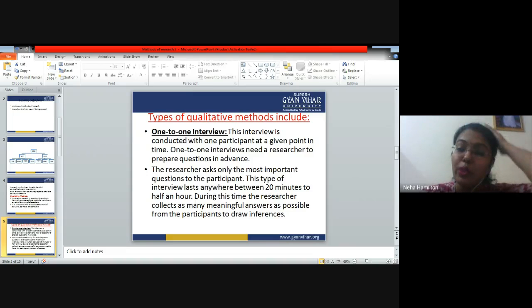So what is one-to-one interview? When you are asking questions specifically to a specific individual who is expert in that particular area to gain more and more information, as much information as you can get, right? So that is called as one-to-one interview. The researcher asks only questions specific to that particular area and gain more and more information as much as possible. So that is called as one-to-one interview.